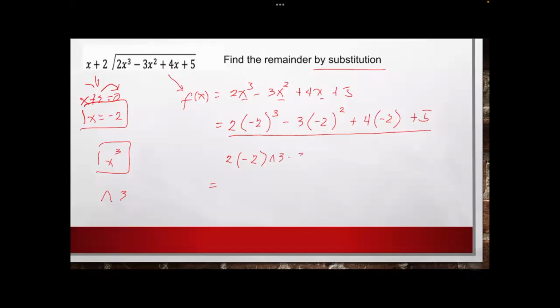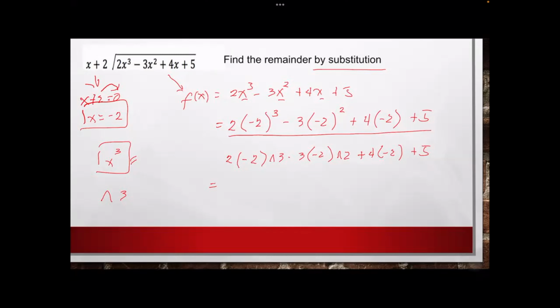Minus 3 times negative 2, then 2 plus 4 times negative 2 plus 5. Ito yung sa mga maliliit na screen. Sa malalaking screen, may ganito kaya, may ganito kaya yung x to the 3. What's the answer?